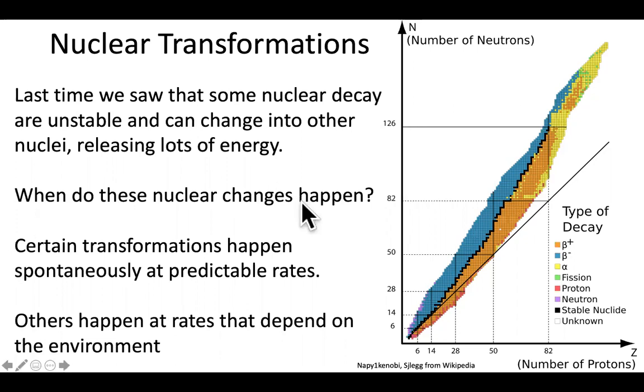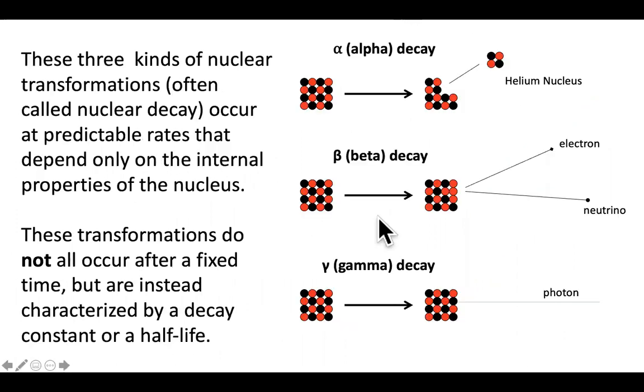So let's first focus on these changes that are regular and predictable. These are, again, the various types of transformations we talked about, the production of alpha particles, beta particles, and gamma rays. These processes are often called nuclear decays. So sometimes this is called alpha decay, beta decay, and gamma decay.